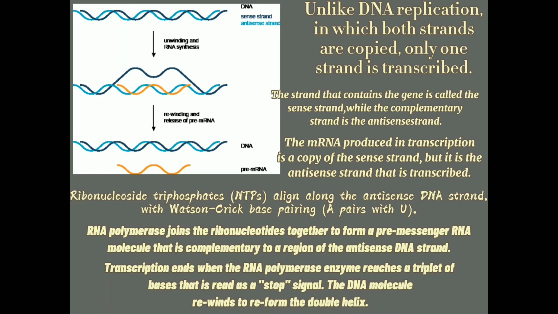Ribonucleoside triphosphates, or NTPs, align along the antisense DNA strand with Watson-Crick base pairing, where A pairs with U. RNA polymerase joins the ribonucleotides together to form a pre-messenger RNA molecule that is complementary to a region of the antisense DNA strand. Transcription ends when the RNA polymerase enzyme reaches a triplet of bases that is read as a stop signal. The DNA molecule rewinds to reform the double helix.